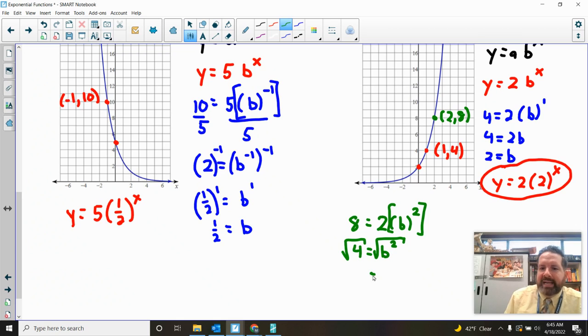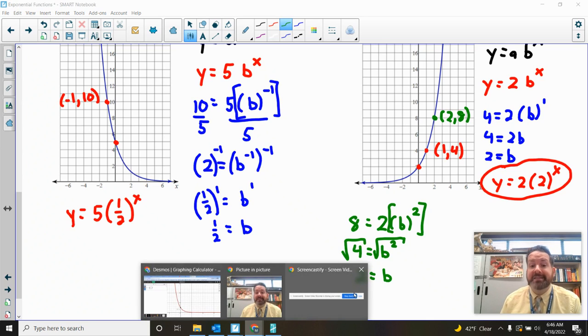So square root of b to the second, that's just b. Square root of 4, that gives you your 2. And notice we end up in the same spot. So you don't have to pick the ordered pair where x equals 1. I only like to pick it because it makes things easier.